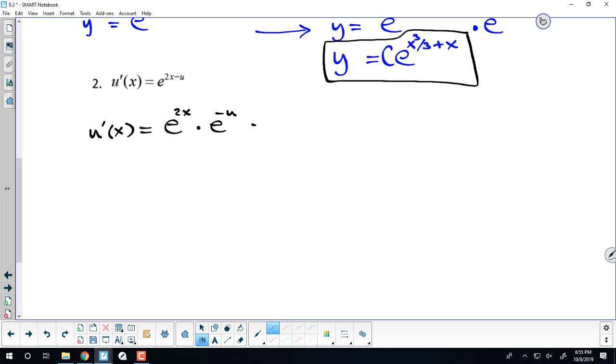Or it's e to the 2x over e to the u as u prime. So then we can separate that just by multiplying through the equation by e to the u. So we have e to the u times u prime is equal to e to the 2x. So now that's separated.